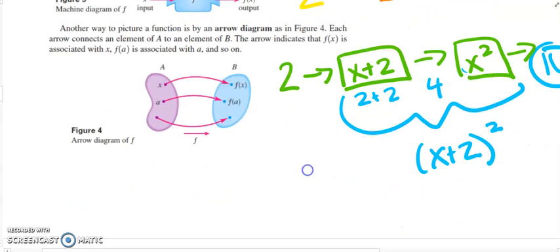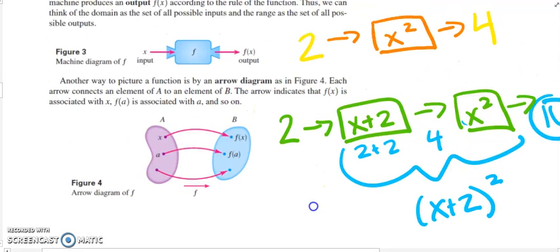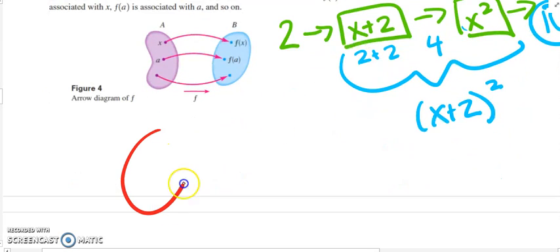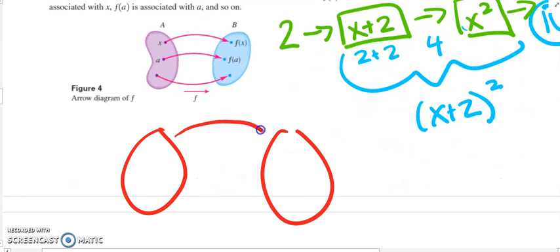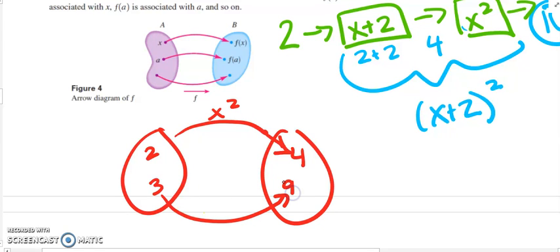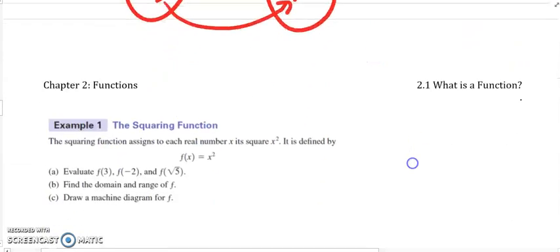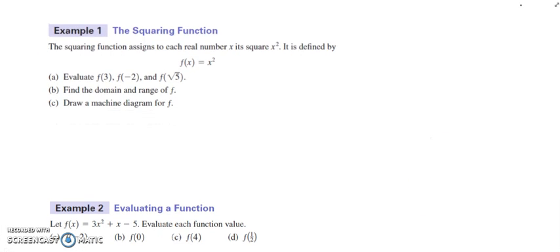We'll also do arrow diagrams. These look kind of like kidney beans or something. But here's my x's, and they map onto my y's. So if I take my x squared again with an arrow diagram, where my function is x squared, 2, I would get 4. 3, I would get 9, etc. Okay. The squaring function assigns x squared to each real number. So it says plug in 3, -2, and the square root of 5. Find the domain and range of f. Draw a machine. I want you to pause and do that now.